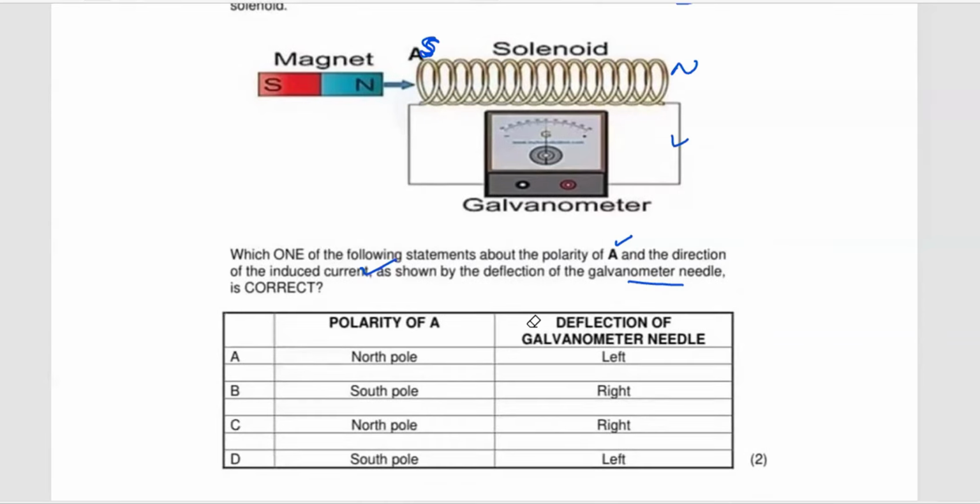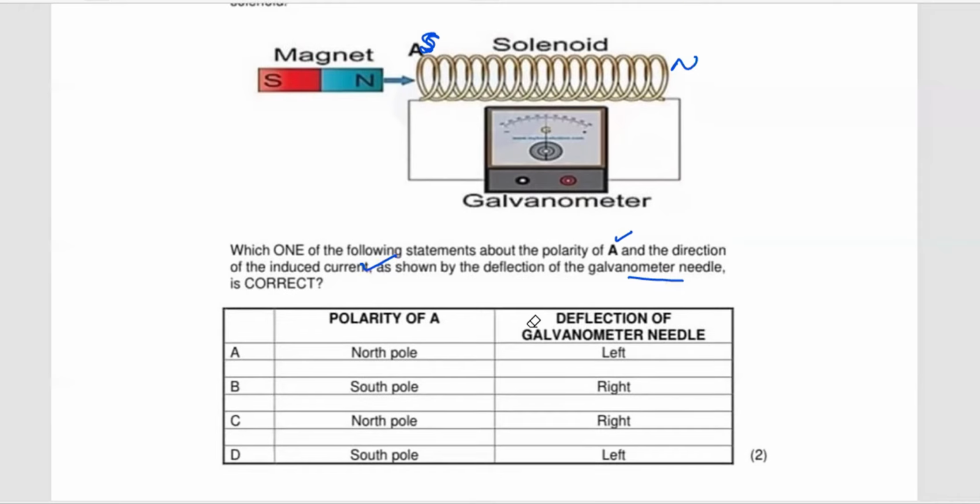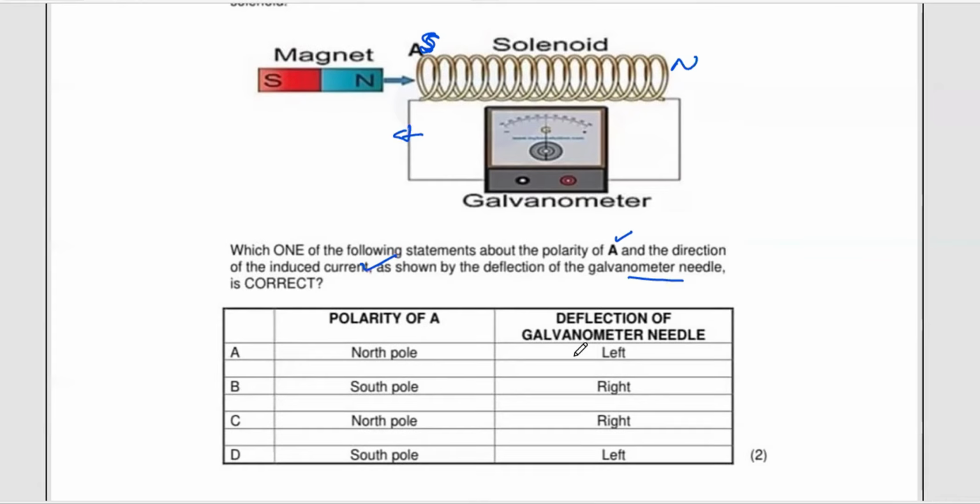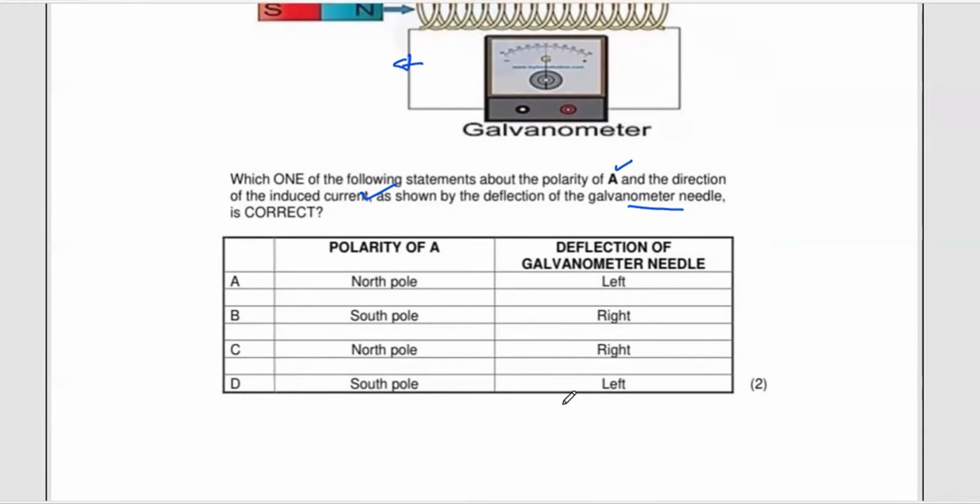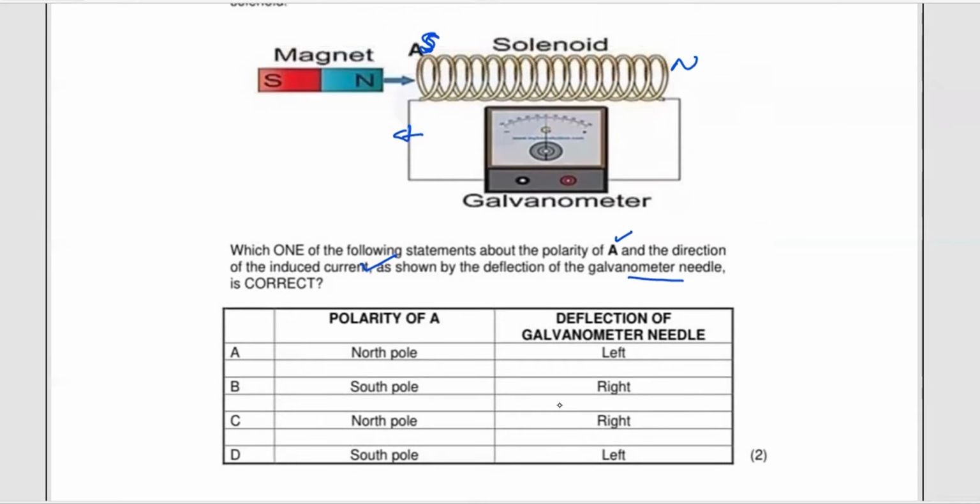Meaning that we said from the north to the south. So the galvanometer will be moving in the anti-clockwise direction, which means the left. So which option is that? We have the north and left. No, we're focusing on the south, sorry. So this is south and right, south and left. So I'll go with option D.